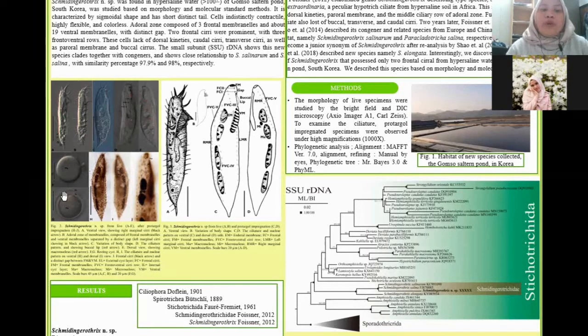Here we also provide the cyst form of the specimen. We could observe two kinds of cysts. First, the cysts that do not possess external and internal cyst layers, and the second one is the cyst that can possess external and internal cyst layers.